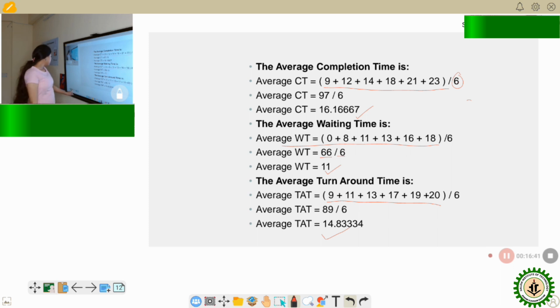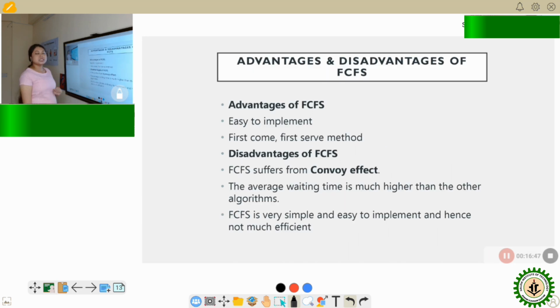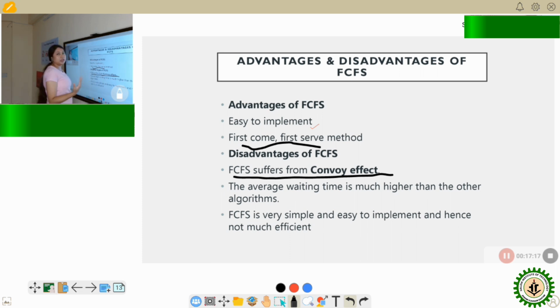These are the cases. Next we have to know the advantages and disadvantages of FCFS. As we are using some algorithm, there should be some advantages. As it is first come first serve basis, it is very easy to implement. What is the disadvantage? It may suffer from the convoy effect, which is the major disadvantage. The average waiting time is much higher than the other algorithms.